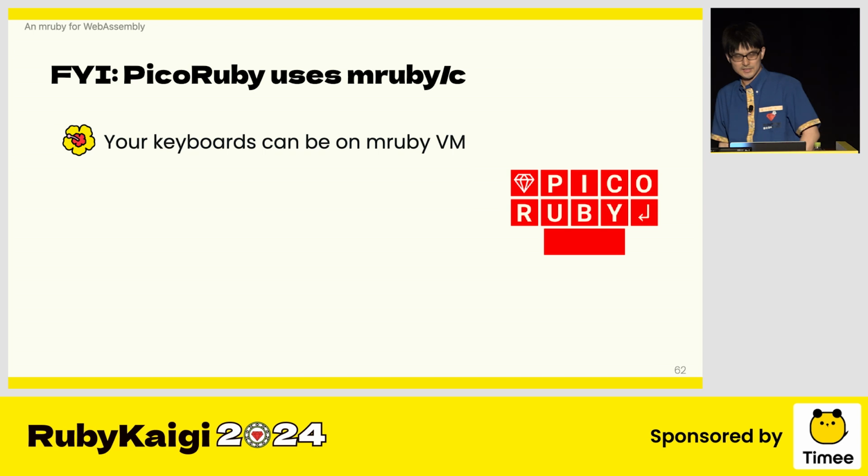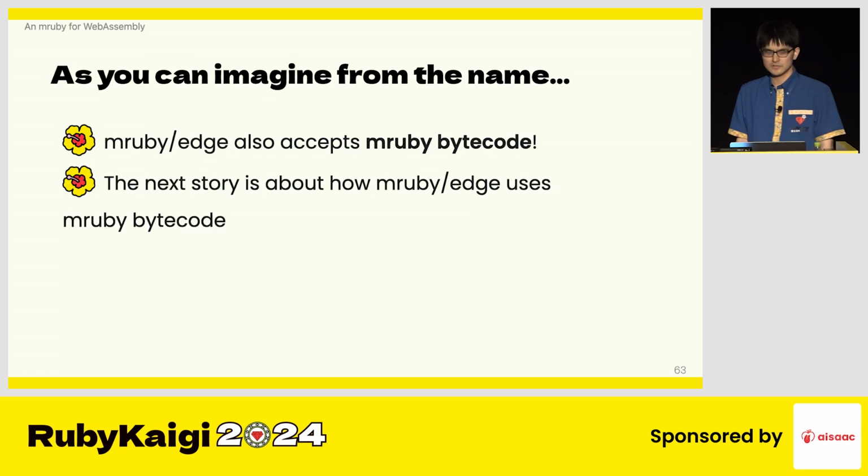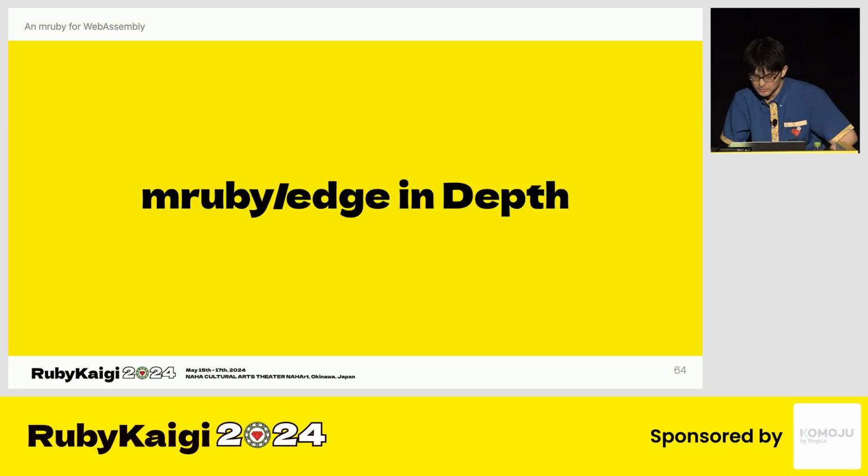PicoRuby uses mrubc, so the keyboards can be used with the mruby VM. So note, remember the name of mruby edge. You can imagine from this name that mruby edge also accepts mruby bytecode. That's right. So I'm going to the implementation.